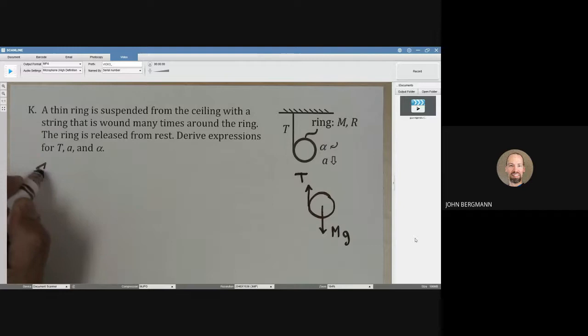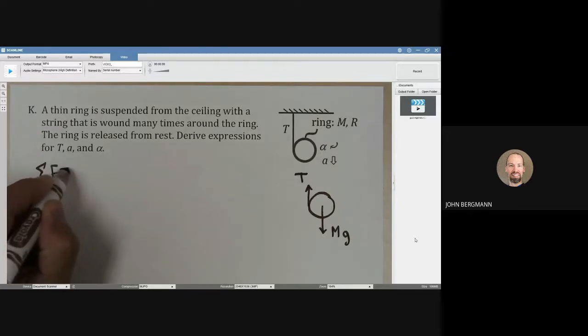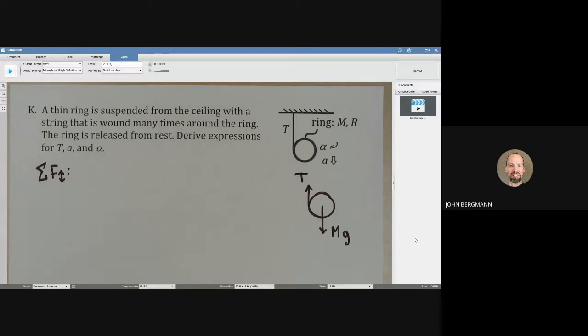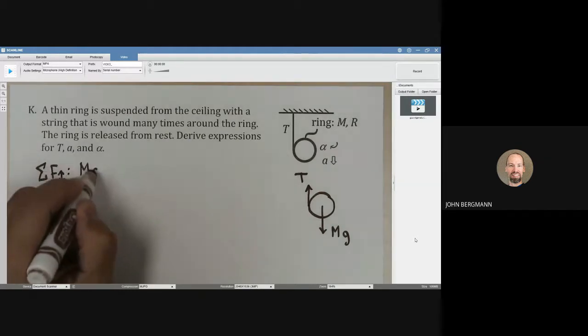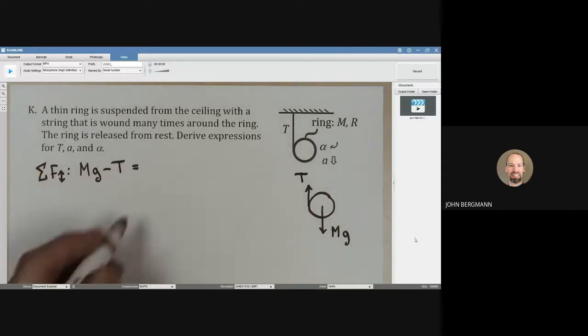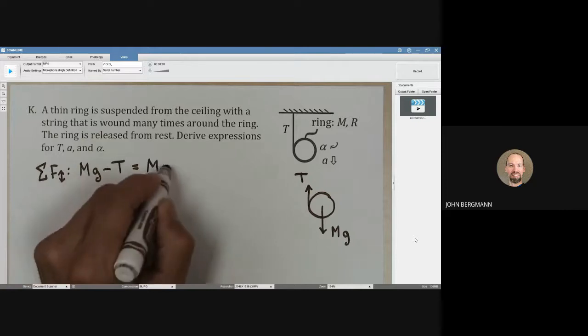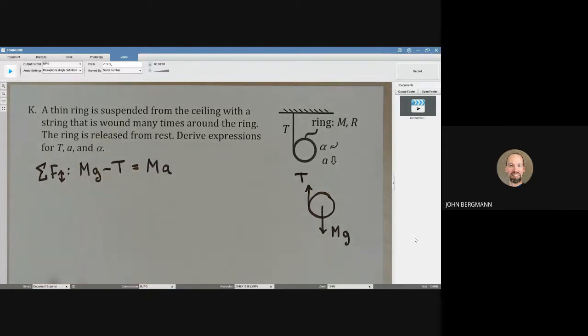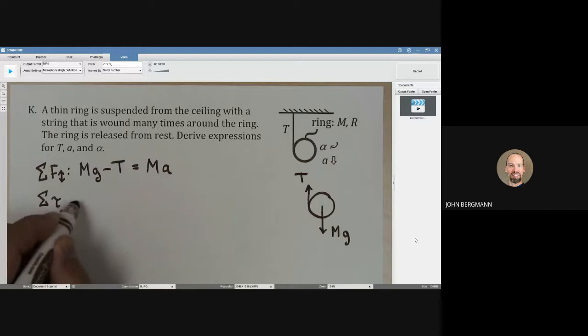If we sum the forces up and down, down is going to win this whole battle. So I'm going to say that down is positive. So I'm going to go mg minus T. And according to Newton's second law, that should equal the mass of this object times its acceleration. So there's one equation. Why don't we then sum the torques about the center of mass?